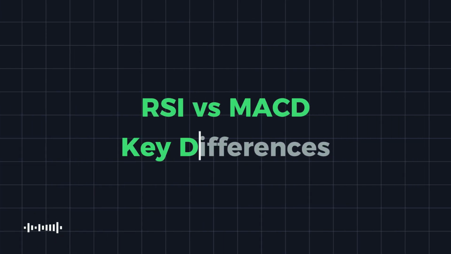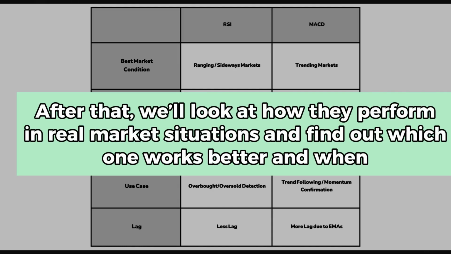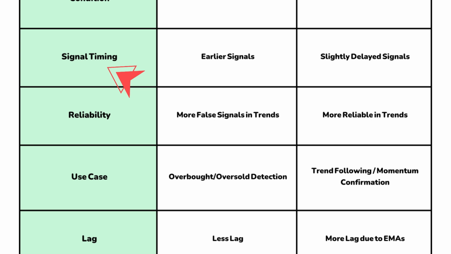RSI versus MACD, key differences. Now let's summarize the key differences between RSI and MACD in a quick table. After that, we'll look at how they perform in real market situations and find out which one works better and when. Market condition. RSI works best in ranging markets, while MACD is more effective in trending conditions. Signal timing. RSI gives earlier signals, which can be helpful but risky. MACD signals usually come later, but they tend to be more reliable.